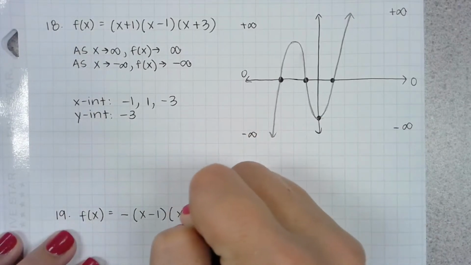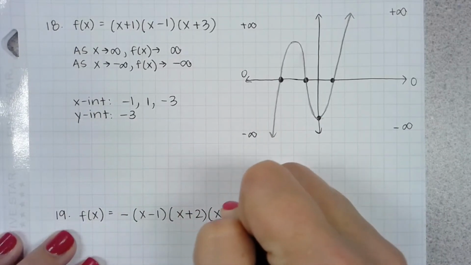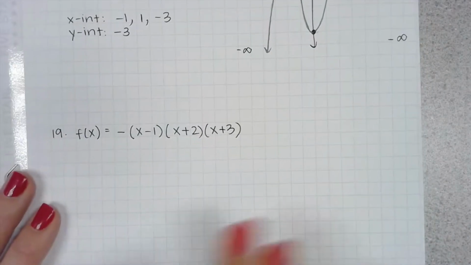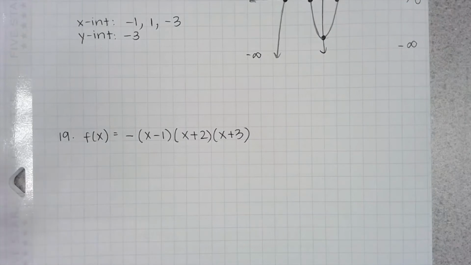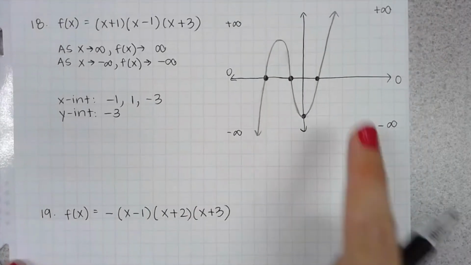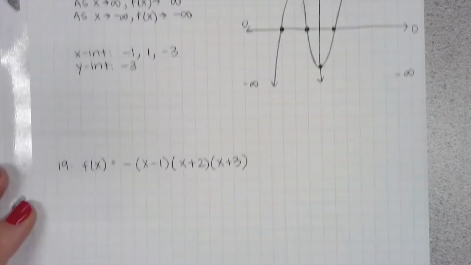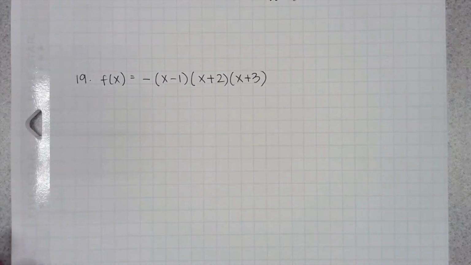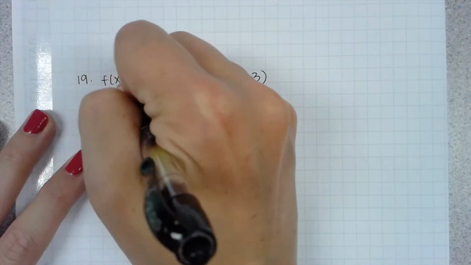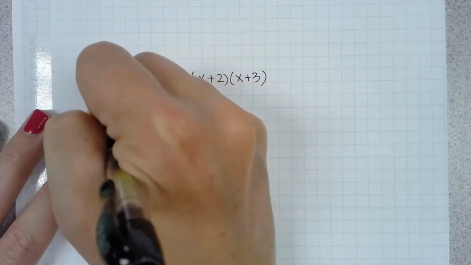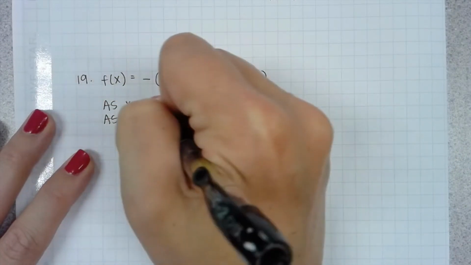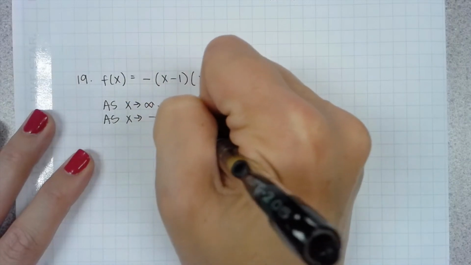I have an x minus 1, I have an x plus 2, and I have an x plus 3. So when I count up my x's on this one, I still have 1, 2, 3 x's. And so 3 x's means it's going to have the same general shape as this graph. It just might look a little bit different depending on the information that's presented to me. So as x approaches positive infinity, we'll say where the graph is going. As x approaches negative infinity, we'll say where the graph is going.